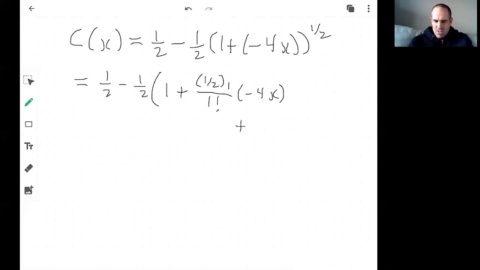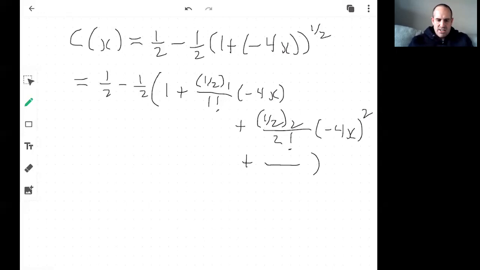Plus 1/2 falling 2 over 2 factorial, negative 4x to the 2, plus dot, dot, dot. Plus, etc. We see the pattern. And one thing that we immediately notice is that the first 1/2 in the equation cancels with the negative 1/2 distributed to the 1. So this 1/2 and this 1 end up canceling each other.